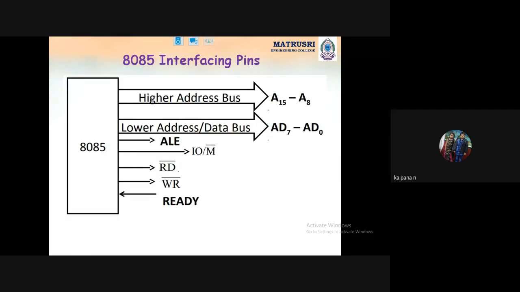Now, next. So this is the interfacing pin. See, the higher order address bus A15 to A8, and the lower address data bus AD0 to AD7.